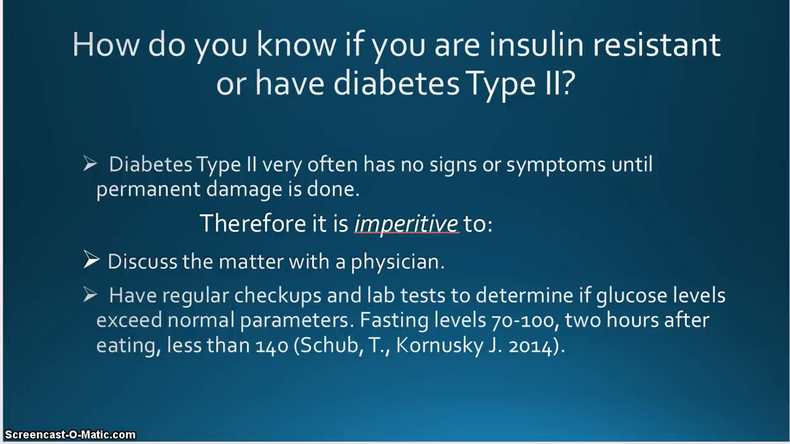How do you know if you're insulin resistant or have diabetes type 2? Well, it's not easy. Diabetes type 2 often has no signs or symptoms until permanent damage is done. Therefore, it is imperative to discuss the matter with a physician, and have regular checkups and lab tests. They will determine if glucose levels exceed normal parameters. Normal parameters are, at a fasting stage, 70 to 100, and then 2 hours after a meal, less than 140.